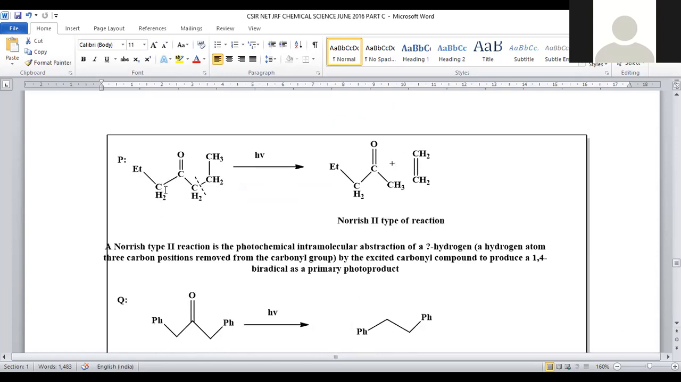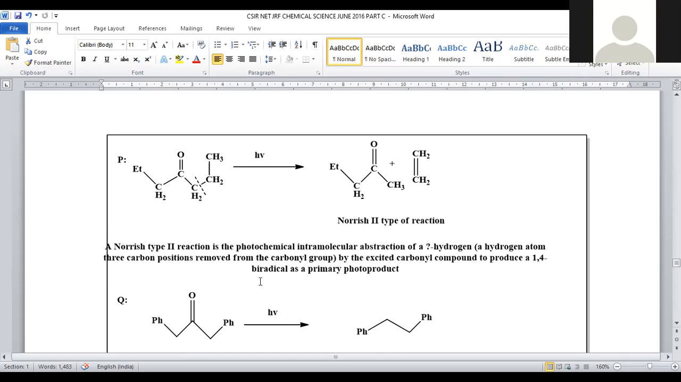When we take the first compound, where we have a carbonyl group which is attached with propyl on both sides, upon photochemical irradiation, what will it do? It will be fragmented in this manner. So it is a kind of Norrish 2 type reaction. Norrish 2 type is nothing but a photochemical intramolecular abstraction of gamma hydrogen, the hydrogen atom at the third carbon position removed from the carbonyl center, right?